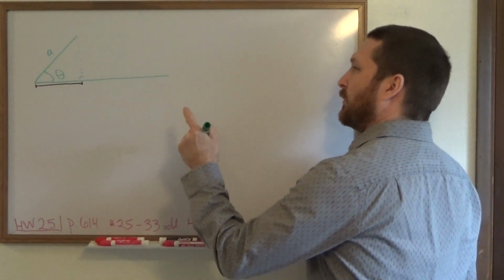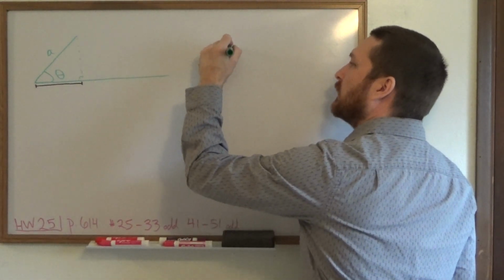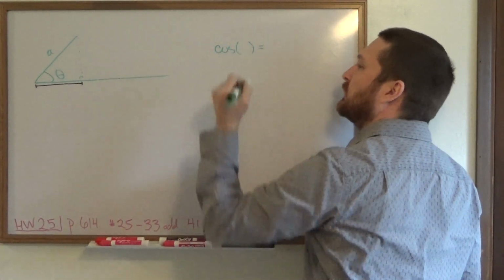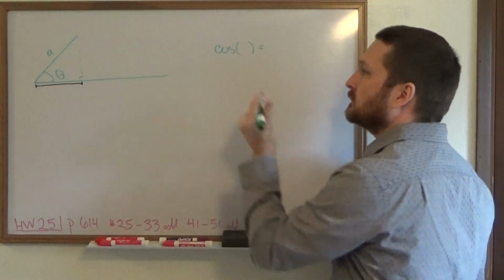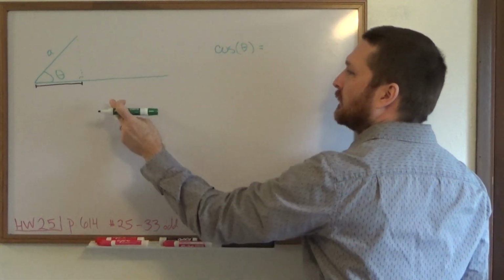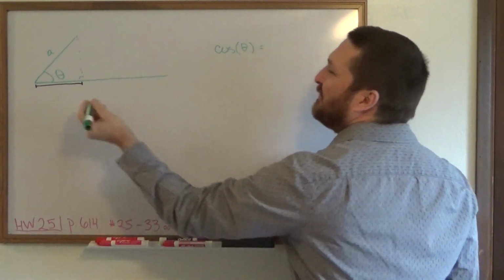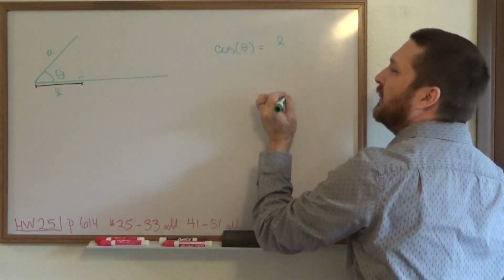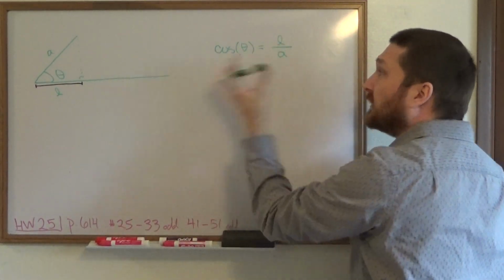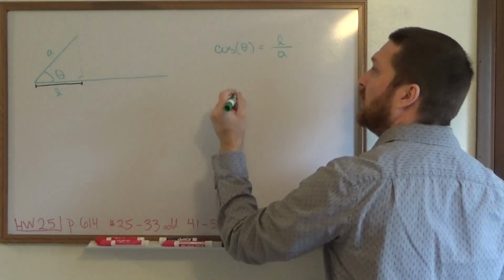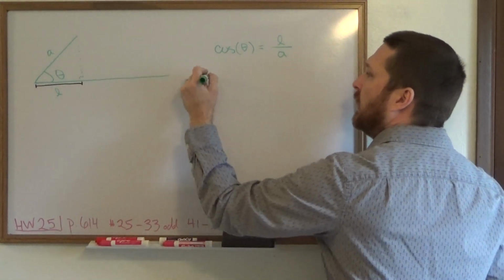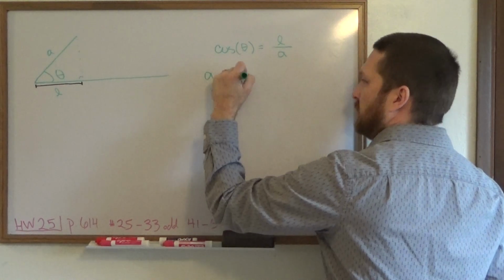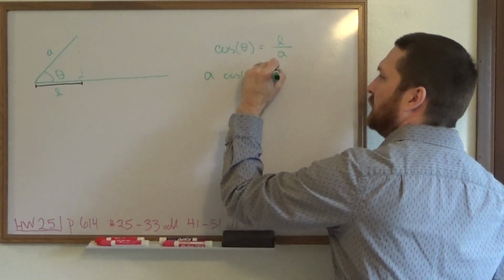Let's just start with cosine of something is equal to what? Cosine theta equals that length. The length that I'm looking for, let's give it a name. Right now, we'll call it L for length. L over A. And so the length itself is equal to A times cosine theta. That's the length that we're looking for.